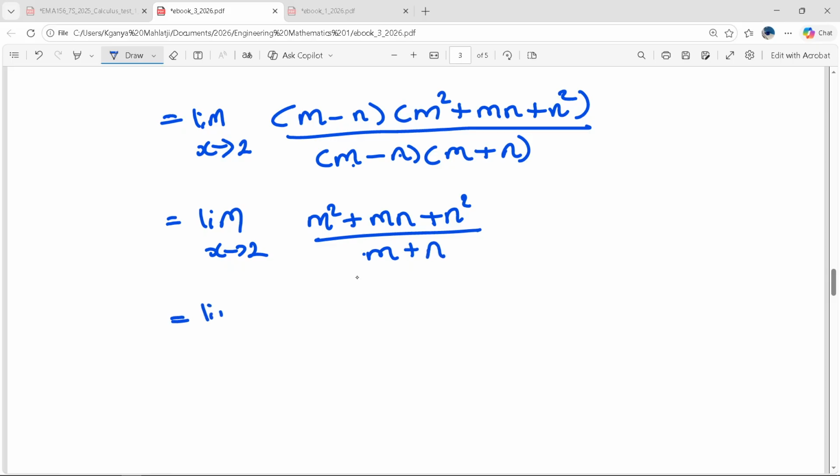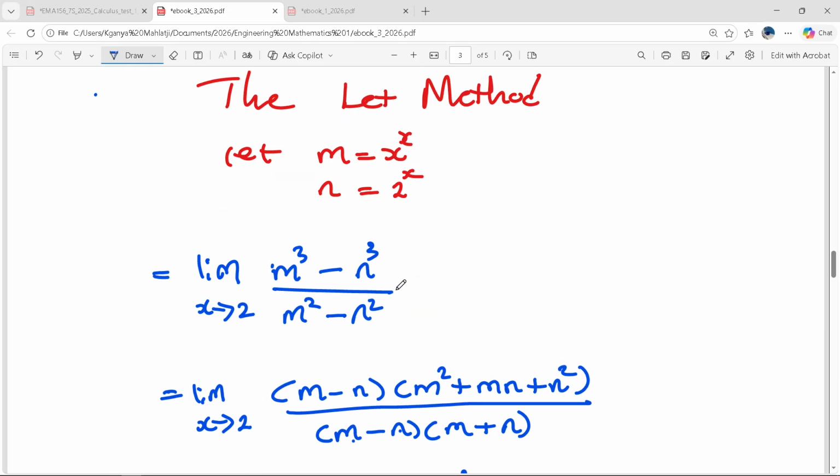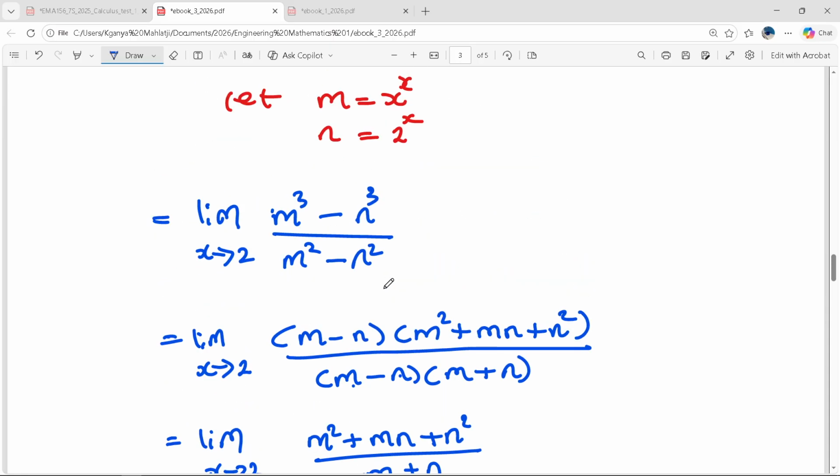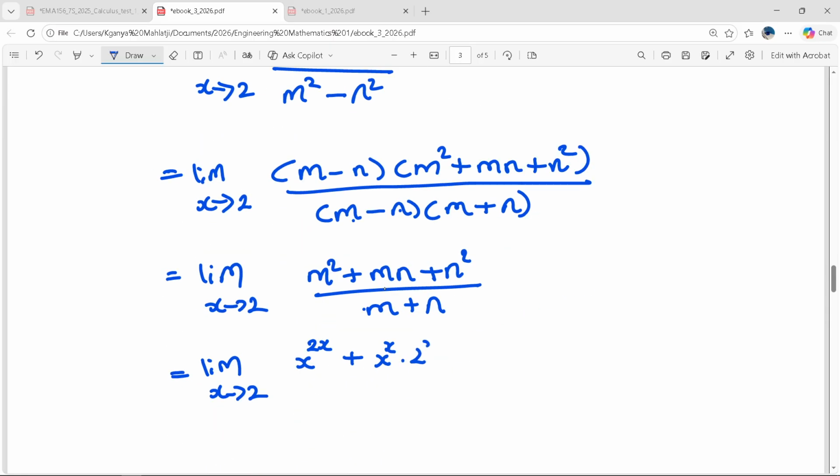Now we can bring back those exponents we have here. Just to remind yourself, it is x^x and 2^x. Therefore we'll have 2^(2x) + x^x. You must always double check. Multiplied by 2^x + 2^(2x), because we have exponent 2 here, over x^x + 2^x.